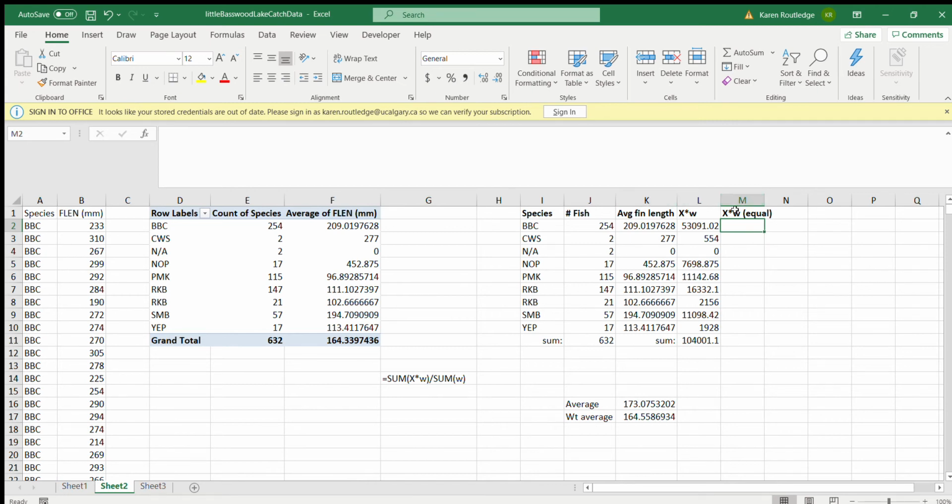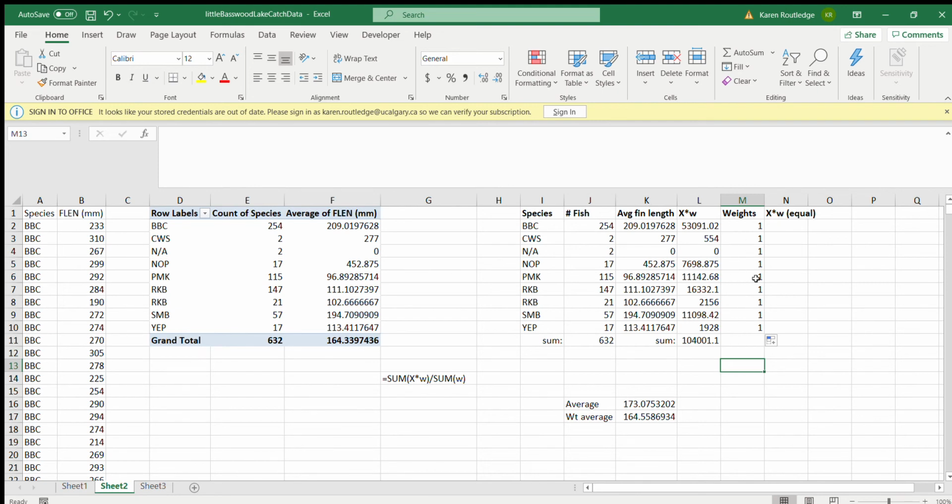Before that though, let's come up with a weights column specifically. So let's just arbitrarily assign a weight for each of these species equal to 1. So instead of saying that the BBC fish will be the most important because it contributed the most, because it had the highest weights of anyone, we're going to say that BBC has the same weight as CWS, is the same as NOP, and the rest.